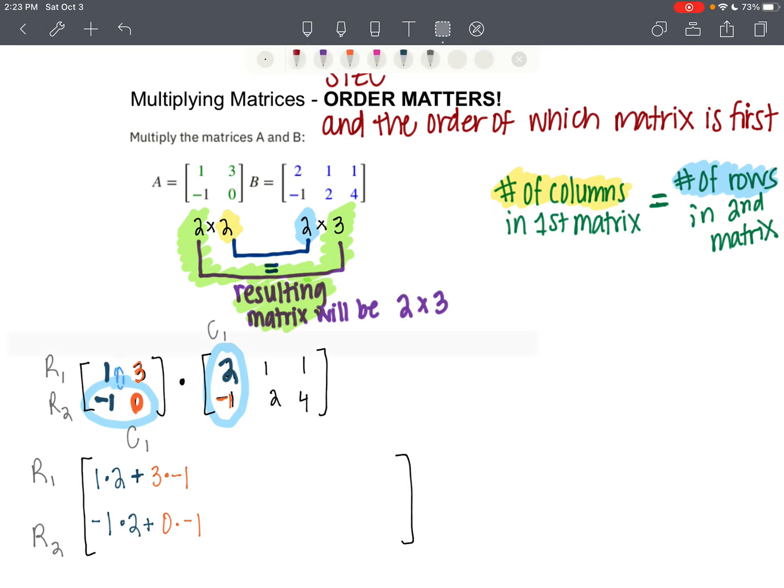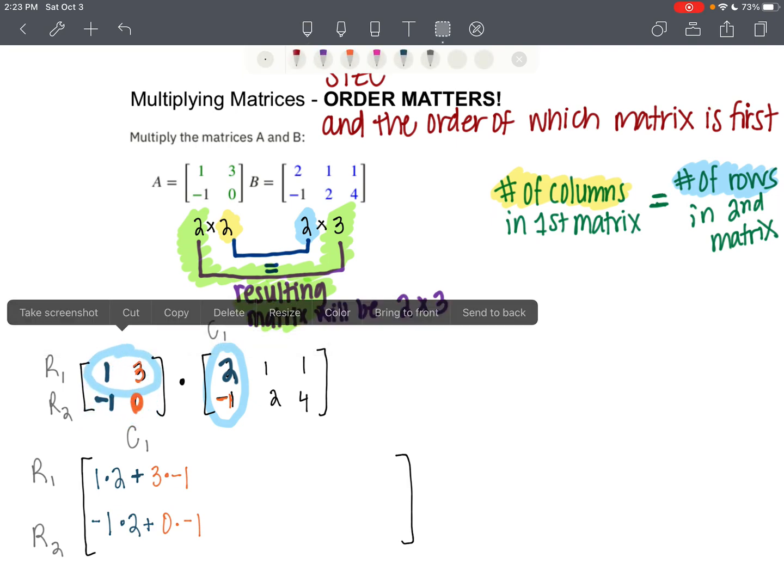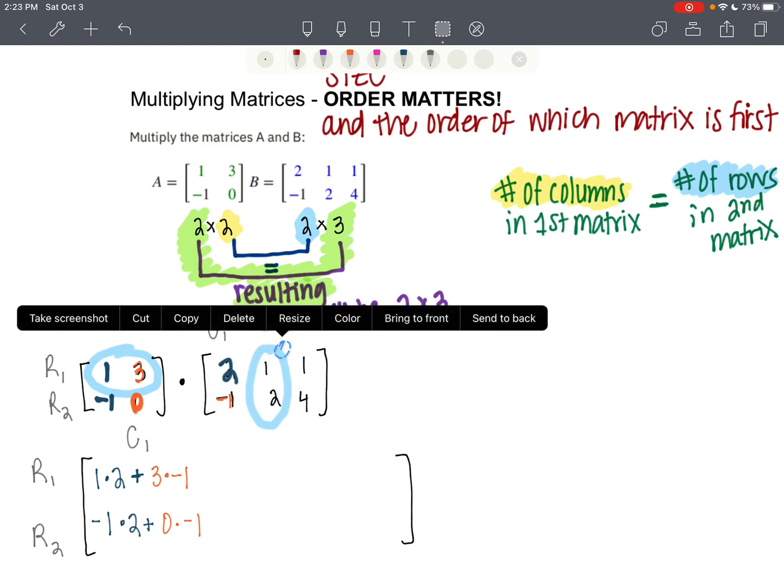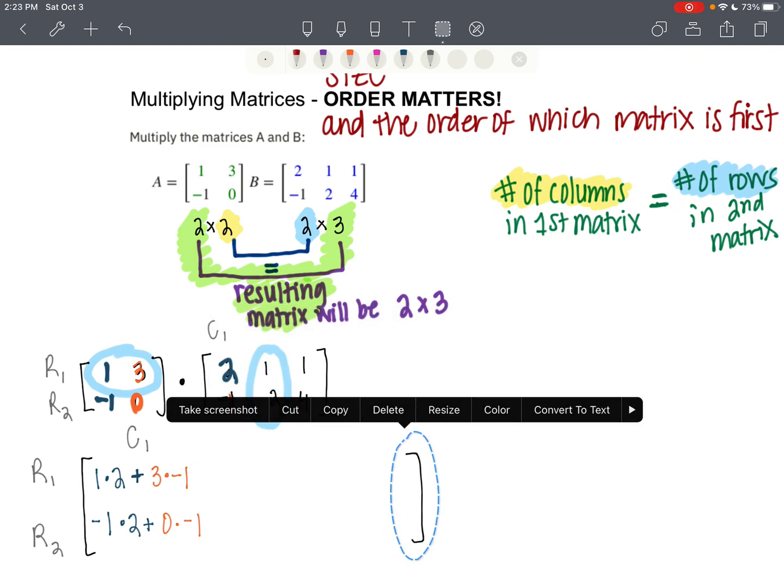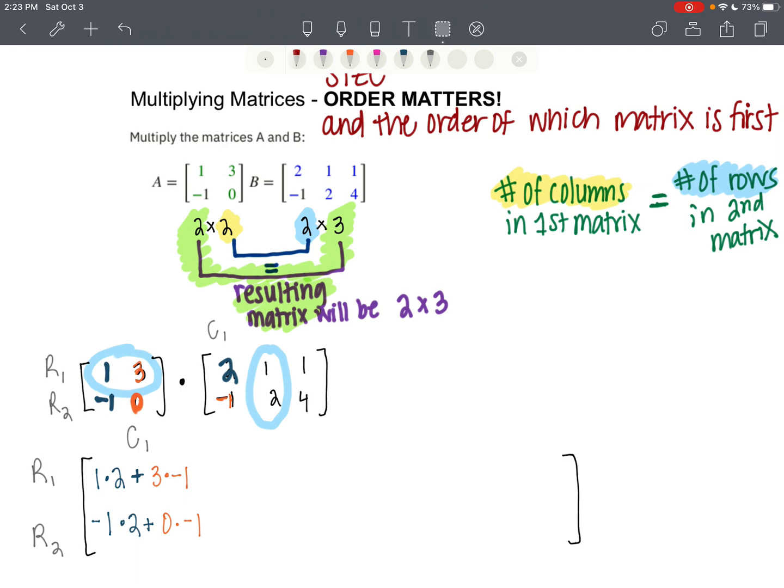I'm going to move this back up. I'm back up to row 1, but this time I want column 2. I might just need a little bit more room, so I'm just going to move that off to the side. So here we go. The first element in row 1 is a 1 times the first element in column 2, which is a 1, plus the second element in row 1, which is a 3, times the second element in column 2, which is a 2.